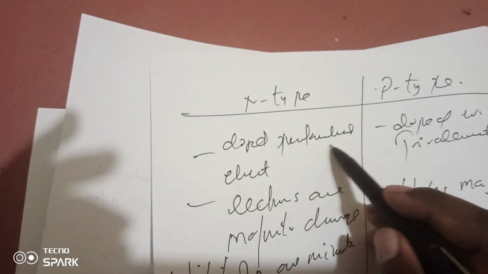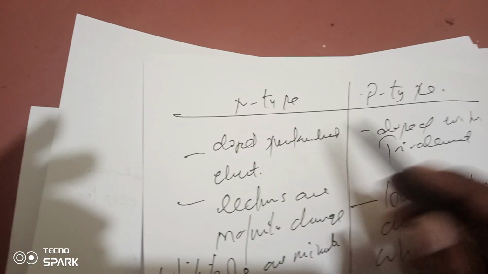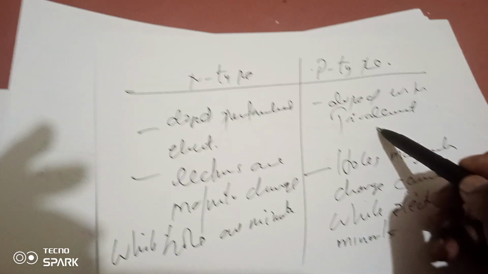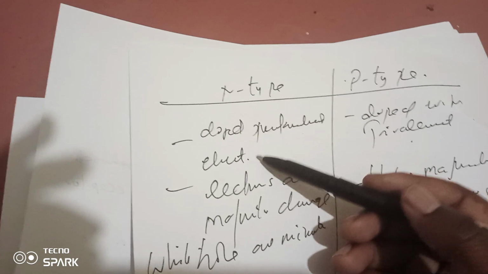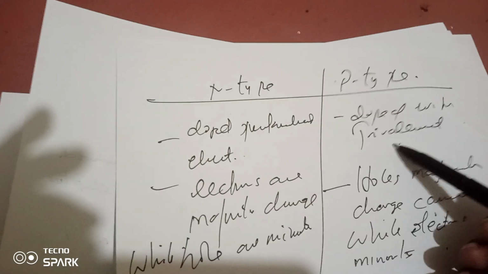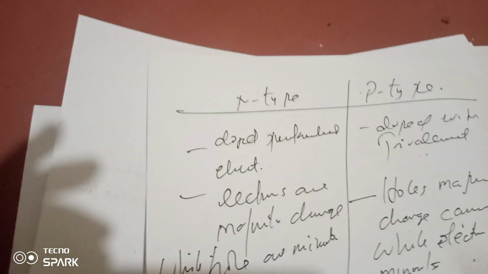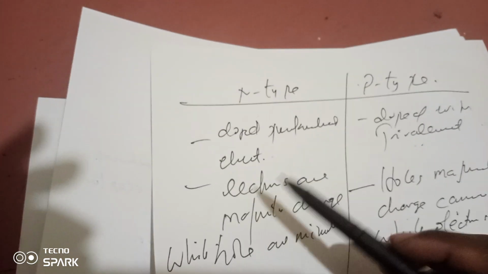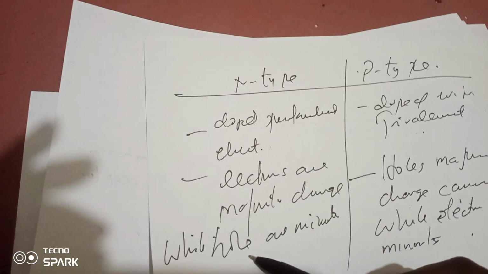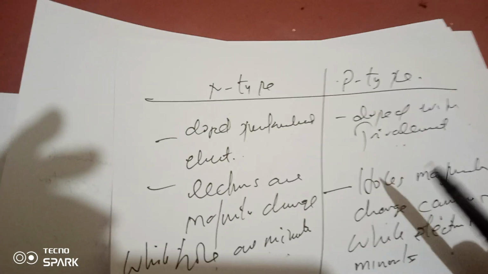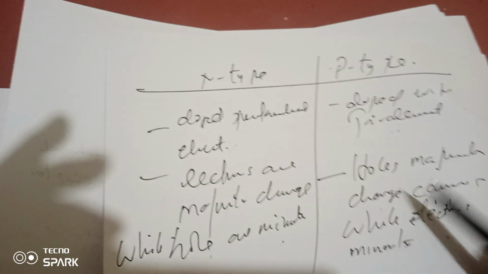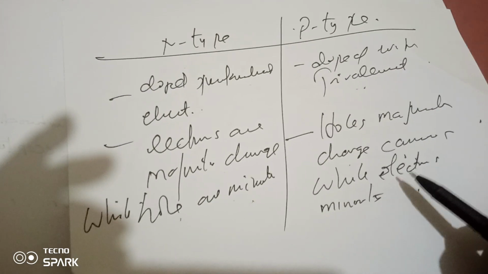In summary, you should know the difference between p-type and n-type. N-type is doped with the pentavalent element, while p-type is doped with trivalent. Or another way to say it: n-type is doped with a group 5 element, while p-type is doped with a group 3 element. Another difference is that in n-type, electrons are majority charge carriers, while holes are minority charge carriers. When it comes to p-type, holes are majority charge carriers, while electrons are minority charge carriers.